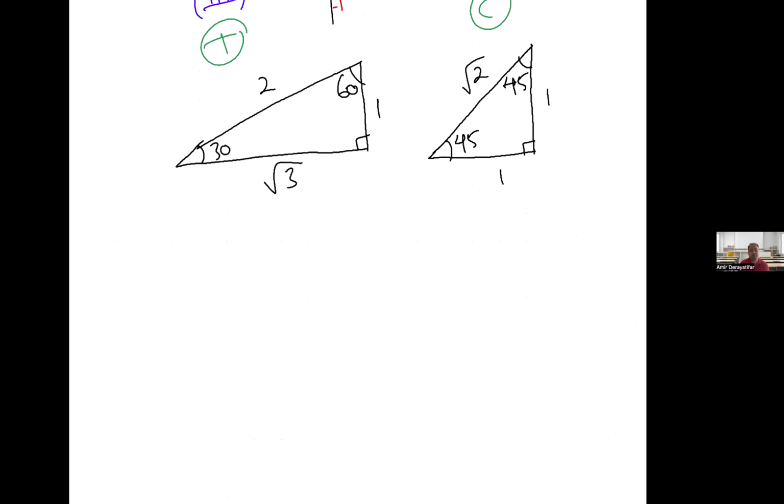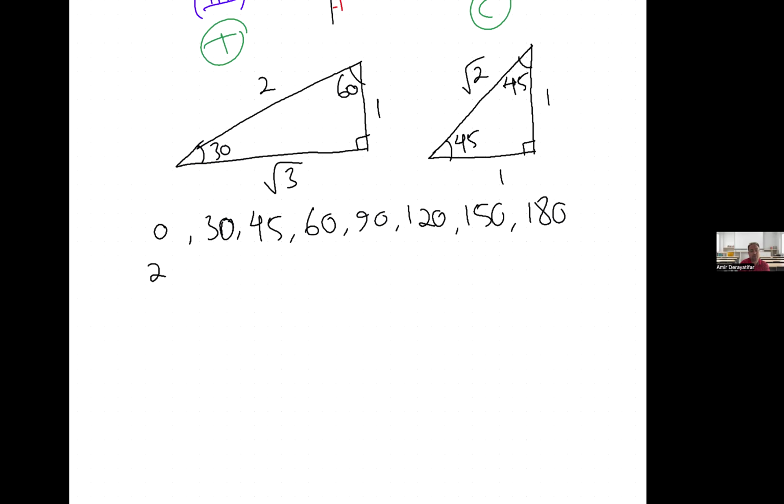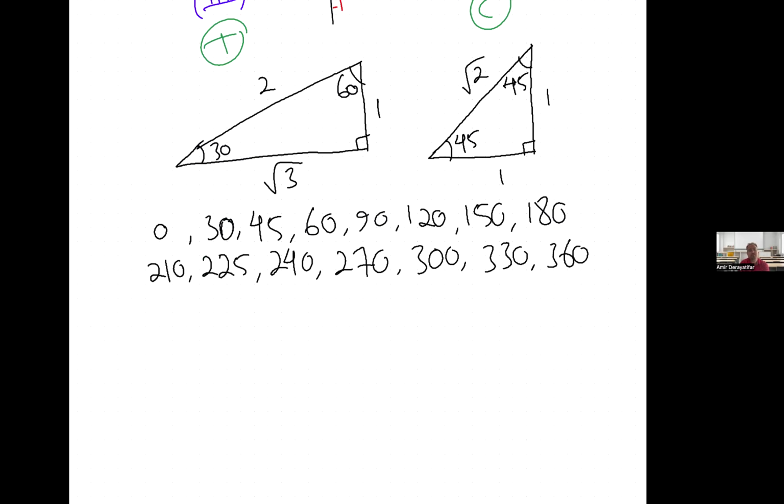So the angles that we are dealing with a lot, you're going to see are like 0, 30 degrees, 45 degrees, 60 degrees, 90 degrees, 120, 150, 180, I'm going to write it down here, 210, 225, 240, 270, 300, 330 degrees, and 360 degrees. Now, these are the angles that you're going to see a lot.